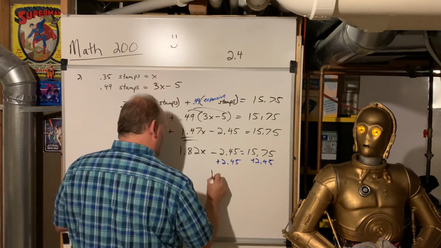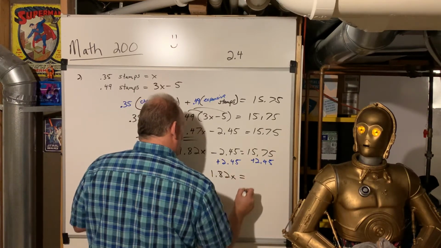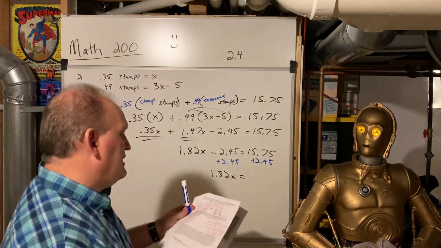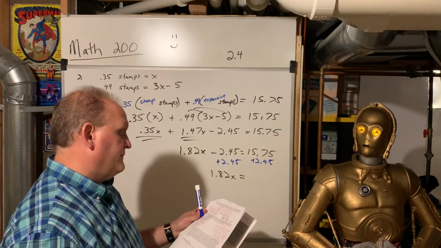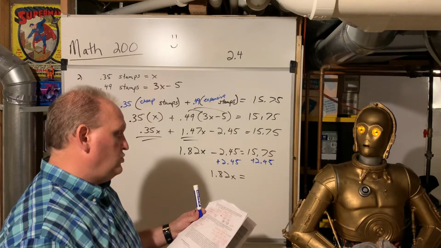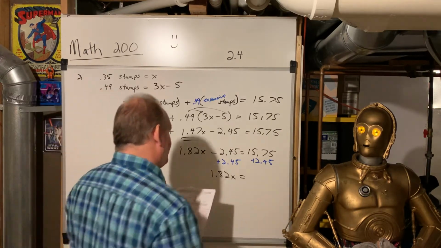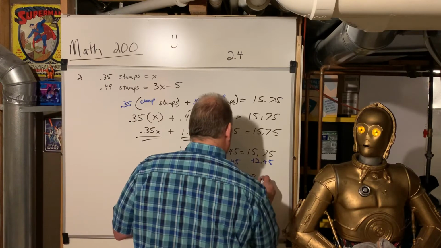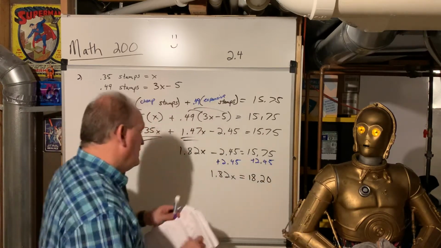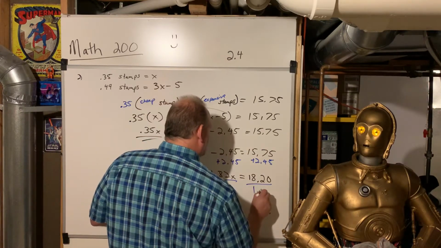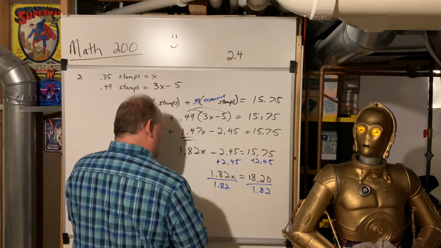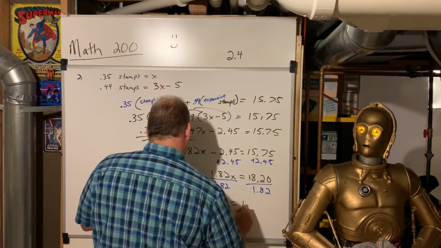Again, feel free to bust out the electronic brain. Use that calculator. That gives you 18.2. So $18.20. And then we divide by 1.82. And again, we should get a whole number here. And we do. x equals 10.